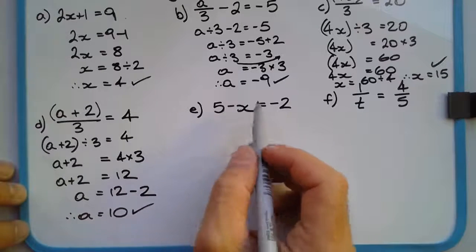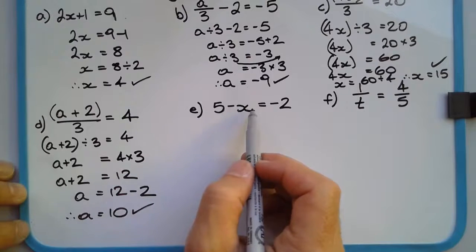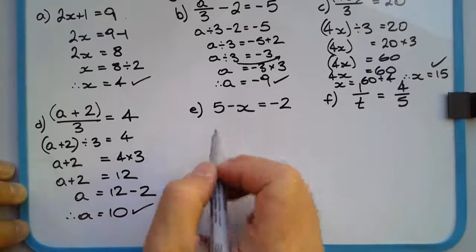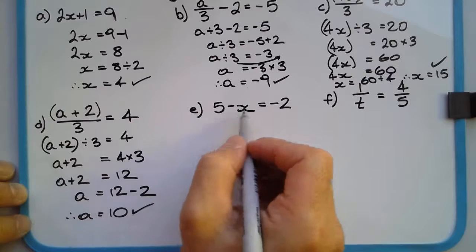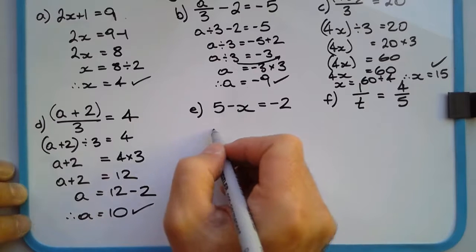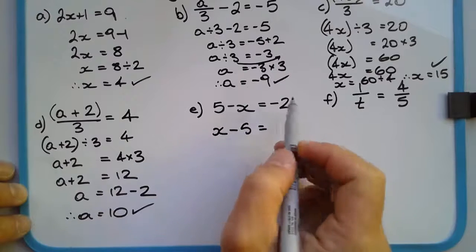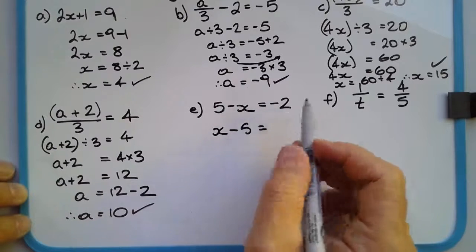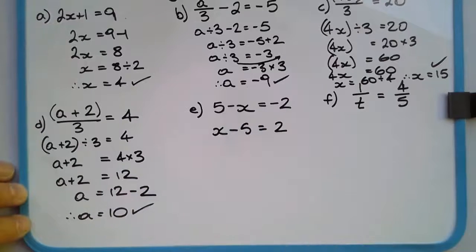Okay, let's have a look at part E. Now, part E is kind of a strange one because it's 5 minus x instead of x minus 5. You usually have a pronumeral subtracting a number. What if it's the other way around? So our first step is to reverse or switch the 5 and the x around first. So instead of 5 minus x, I'm going to write it as x minus 5. But when we do that, we have to also switch the sign of the number on the right-hand side. So if that's negative 2, it's going to become positive 2.